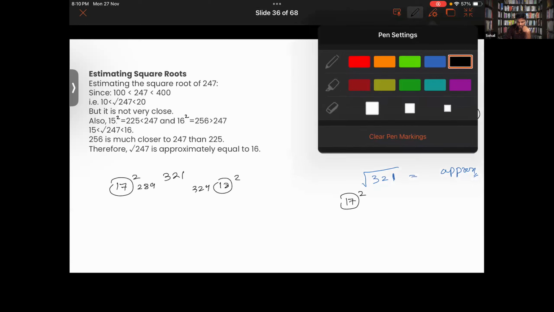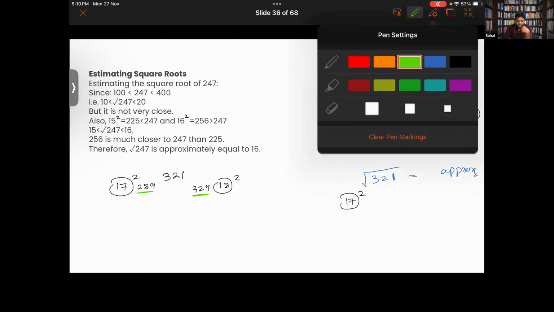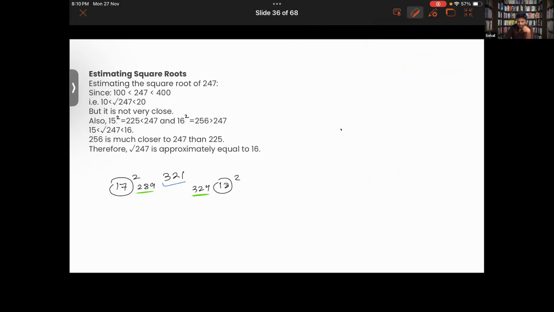Out of 289 and 324, obviously which one is more closer to 321? 324. Now there is a difference of 3 only here. Okay, you guys solve some more questions, then it will be clear. I will be assigning the questions.